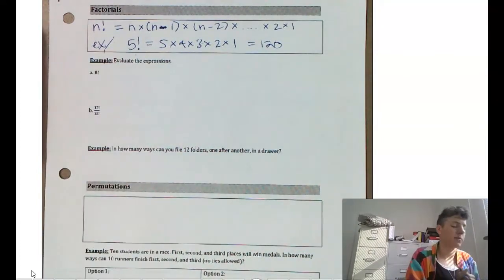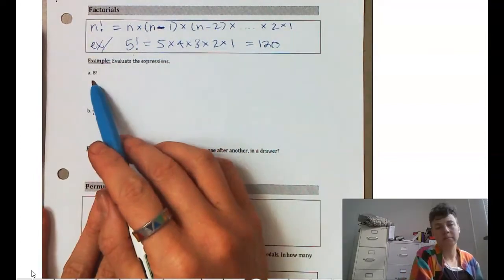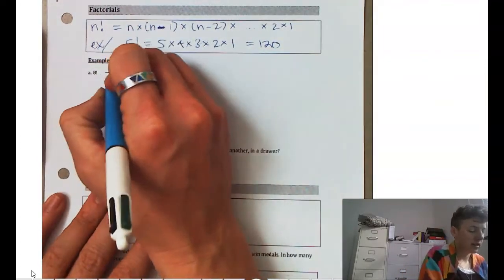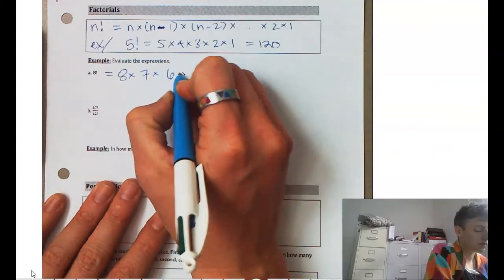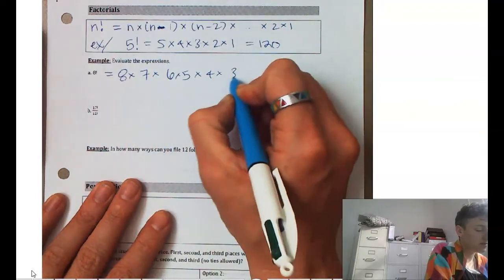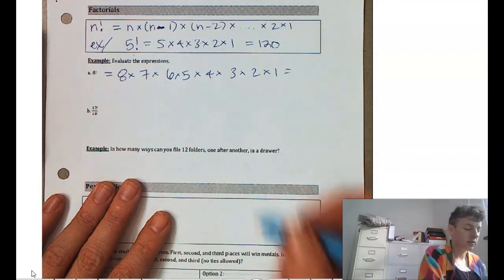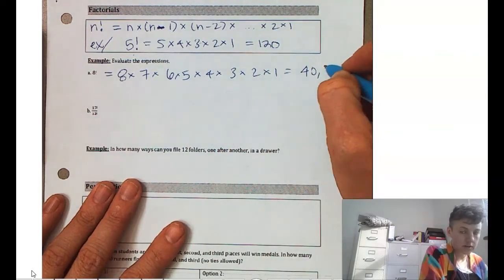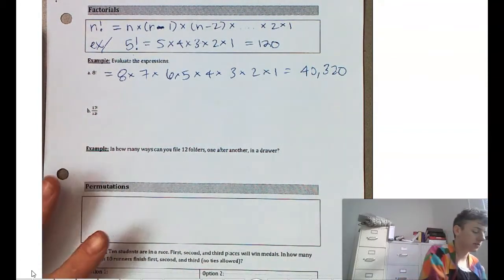Alright, so let's evaluate some expressions using our newfound factorial. 8 factorial, best number ever. 8 factorial is really 8 times 7 times 6 times 5 times 4 times 3 times 2 times 1. How much is that? It's 40,320.